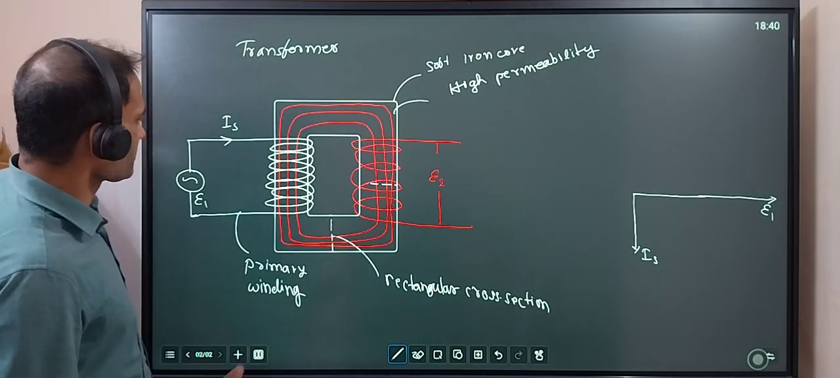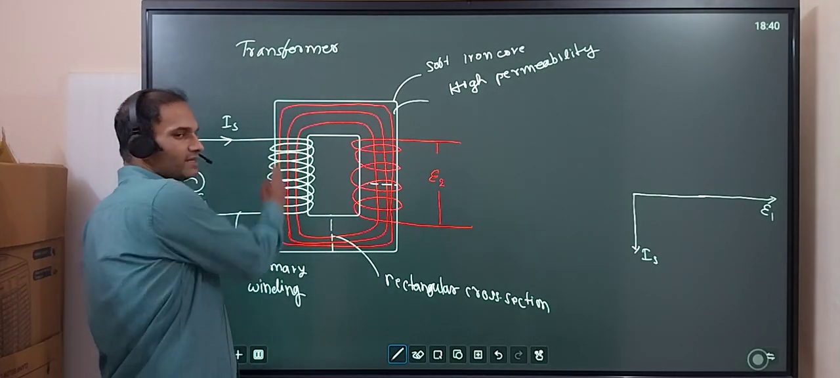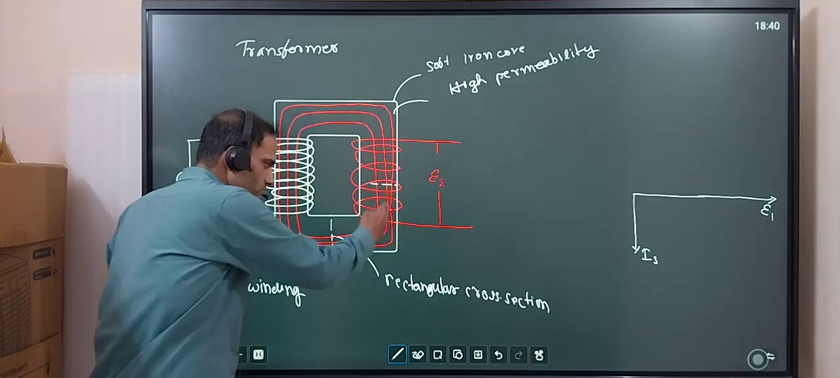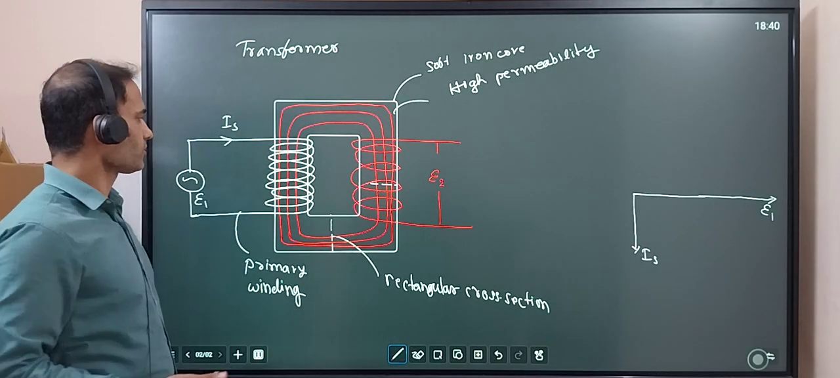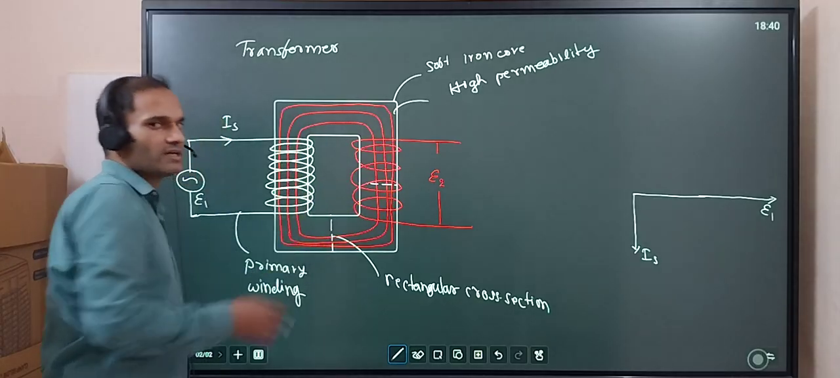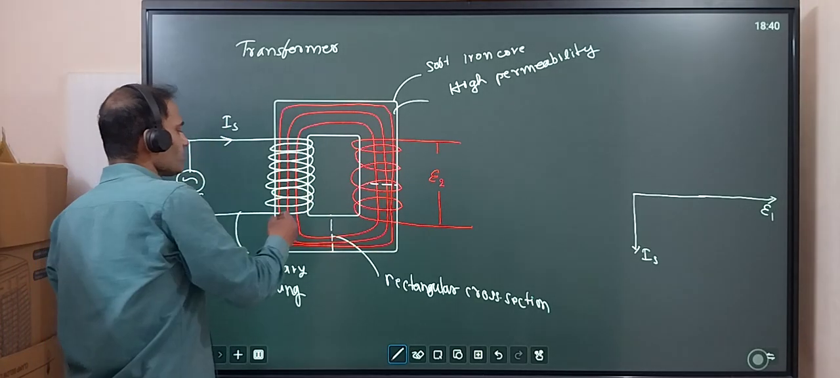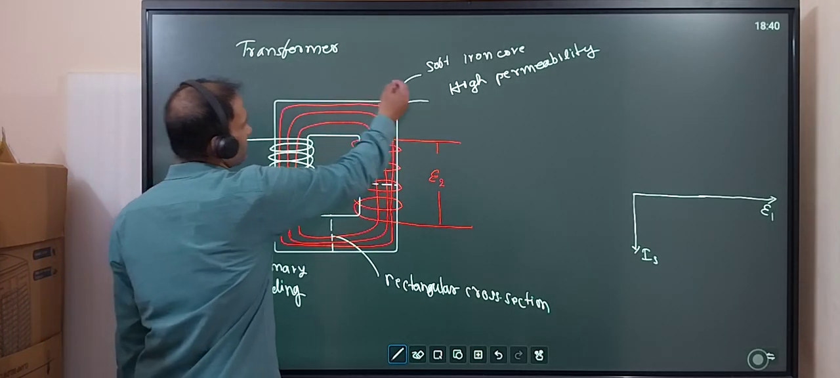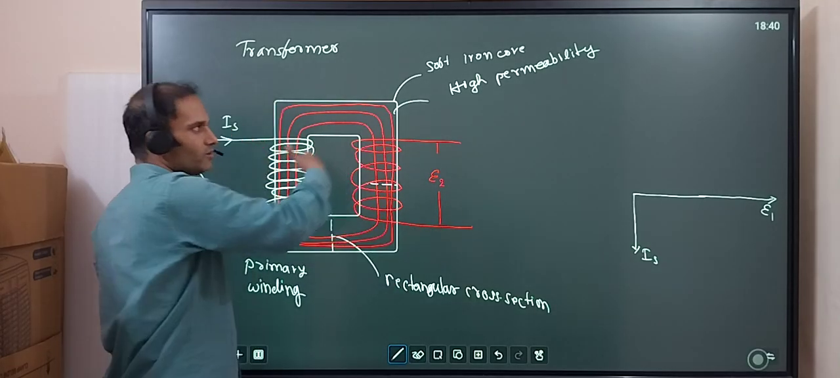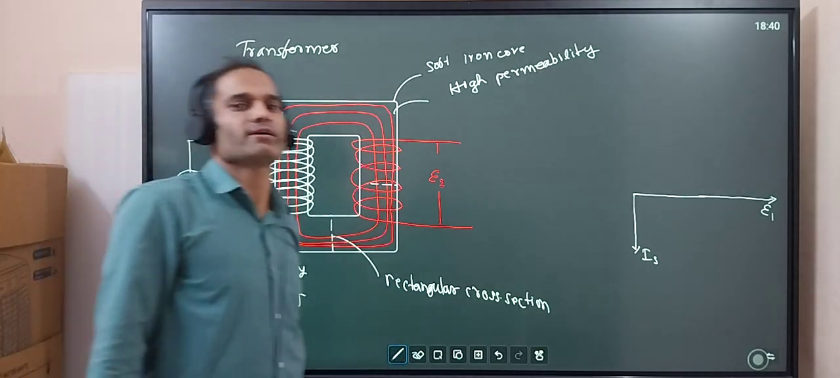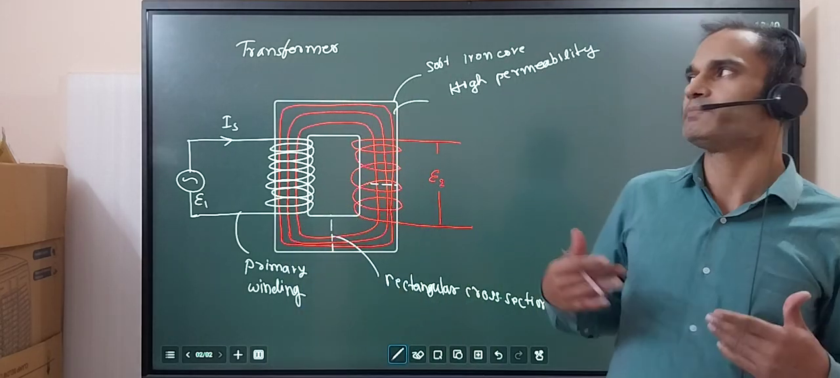One more thing is there: whatever the magnetic field lines are there, they will go like this and make a closed circle, a closed path. And I am assuming no magnetic field lines are going into the air because of this soft iron core of high permeability.